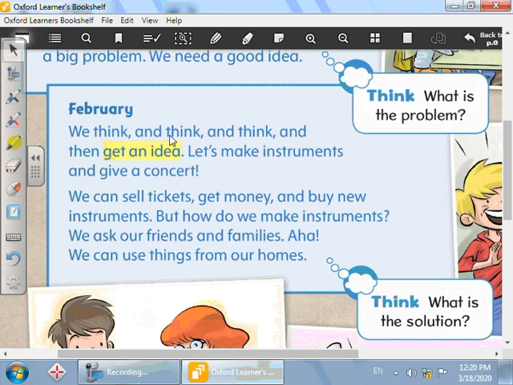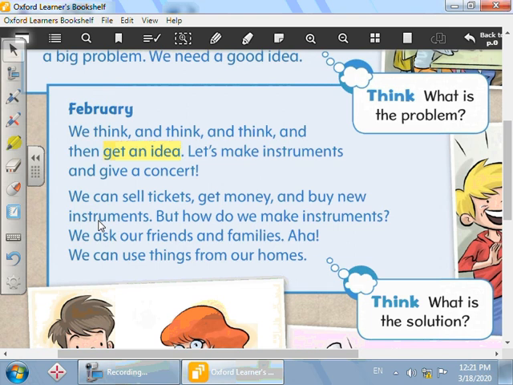We think and think and think, and then get an idea. Let's make instruments and give a concert. Guys, what is the meaning of a concert? Think well. Excellent. A concert is a musical party that we play music in it and we listen to music in it.